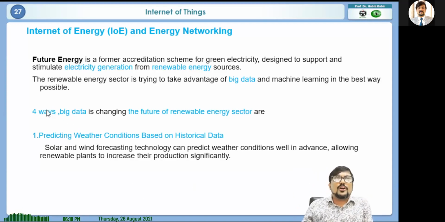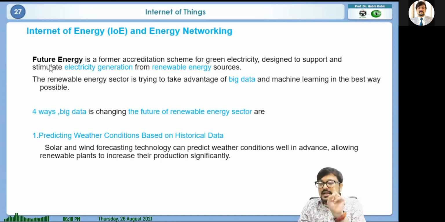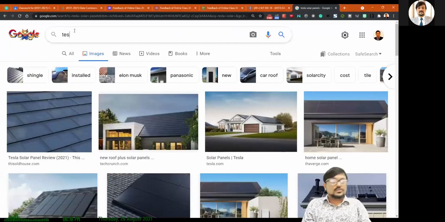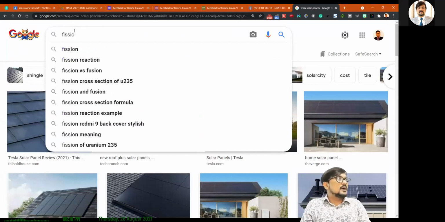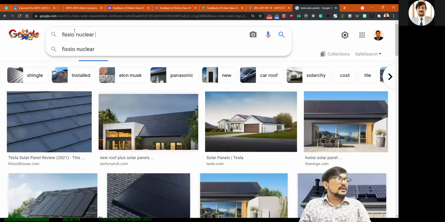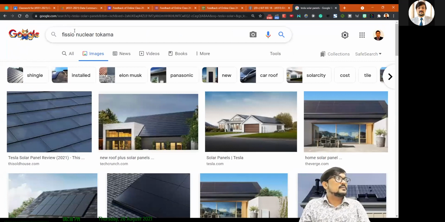So the big data for the future energy, another term is future energy. Energy mix is there, future energy is there. I give you the example of fission, okay? Fusion energy could be there. We can create an artificial sun. Fission is a good term. I have one paper, fission reaction, nuclear, tokamak. The spelling is different maybe, okay?